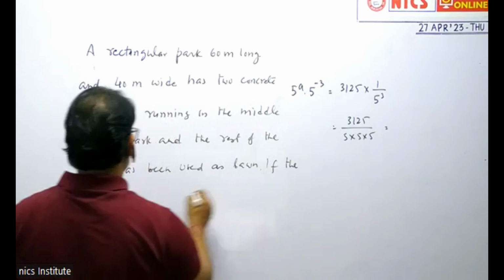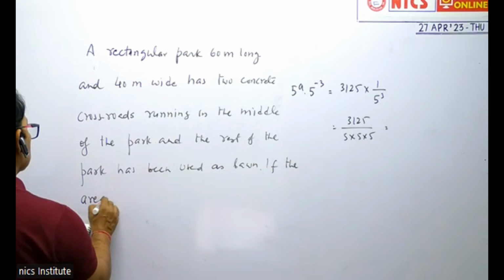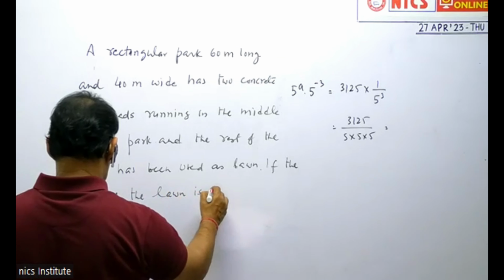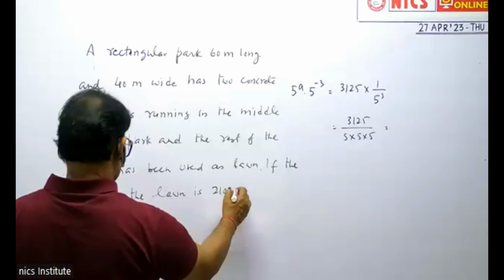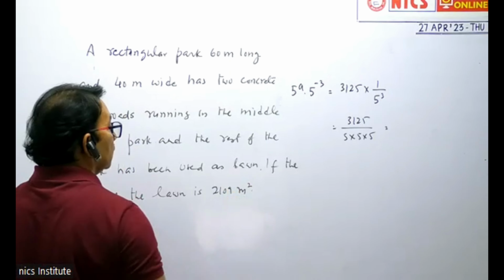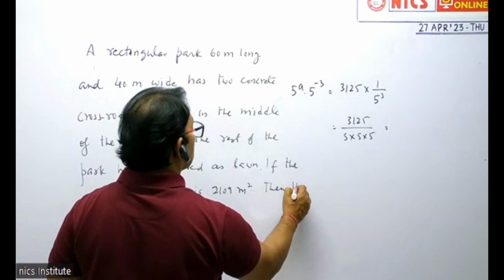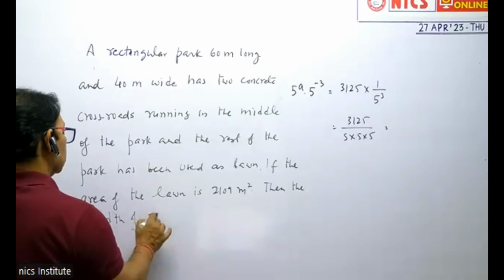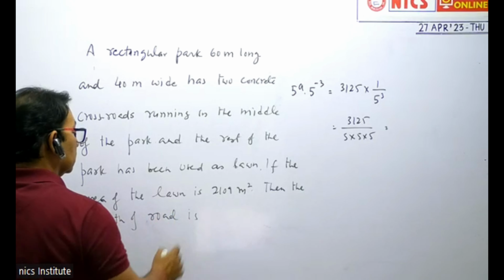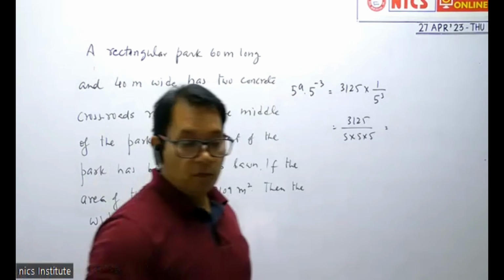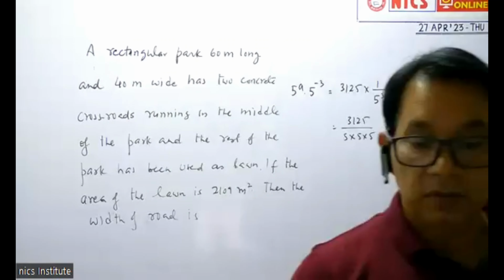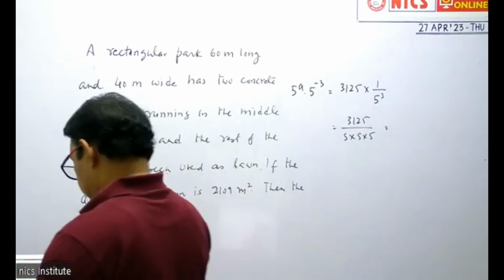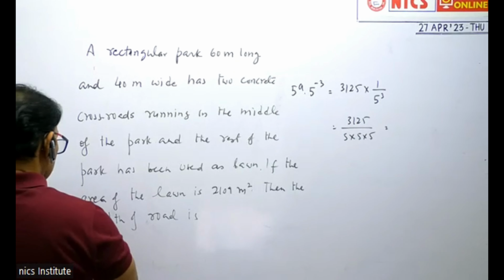If the area of the lawn is 2109 square meter, then the width of the road is? There'll be some simple questions like this, which will be involving a little bit of calculation. This is not a difficult question, but the problem is it is involving calculations. So you might come across questions like this as well.